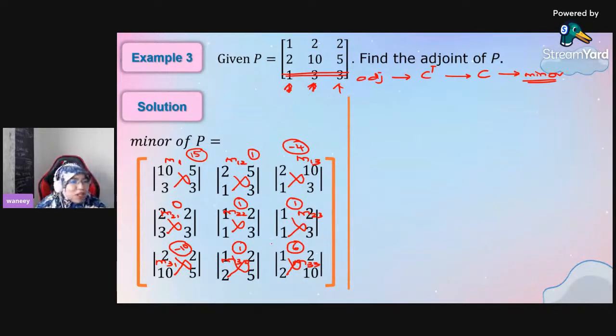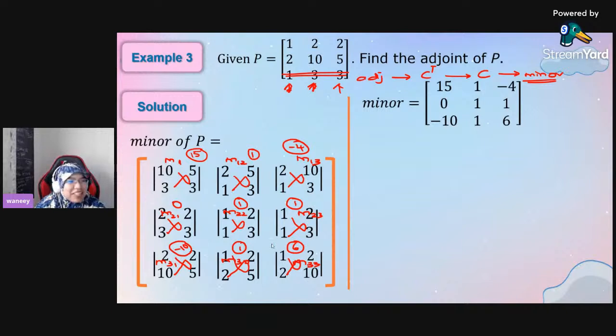Okay, mari kita tengok betul tak? 15, 1, negative 4, 0, 1, 1, negative 10, 1, 6. Okay, everything is correct. Okay, so now I already get the minor.